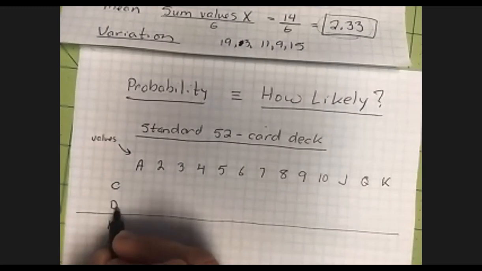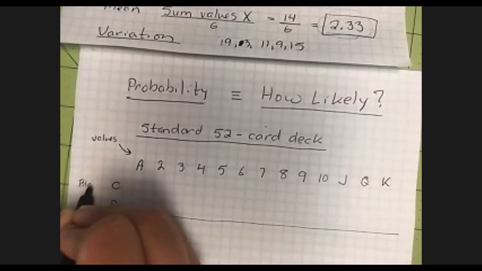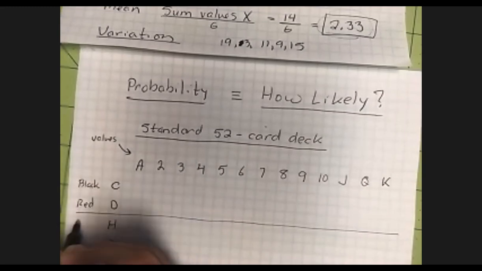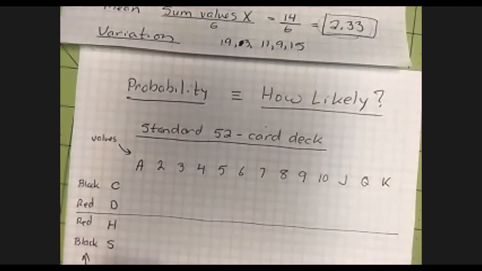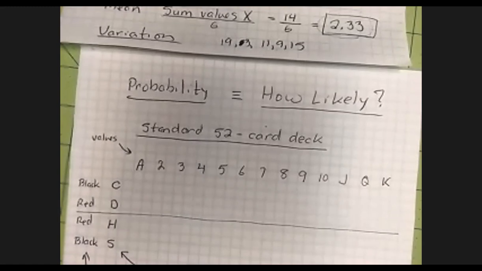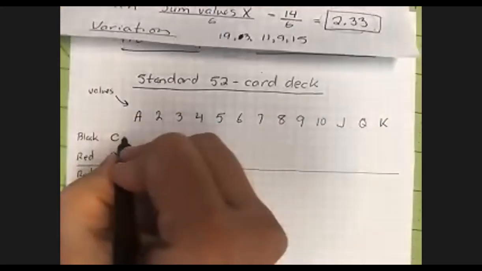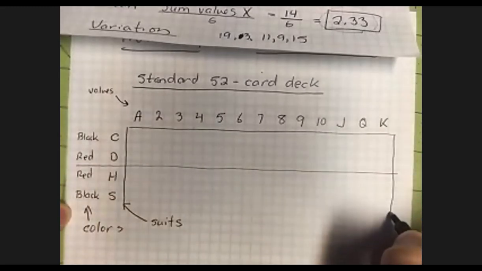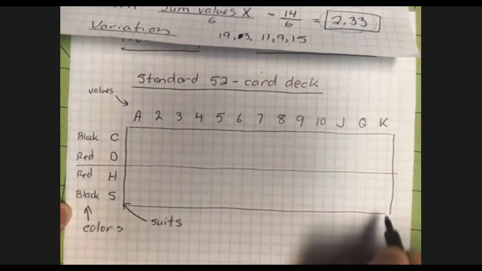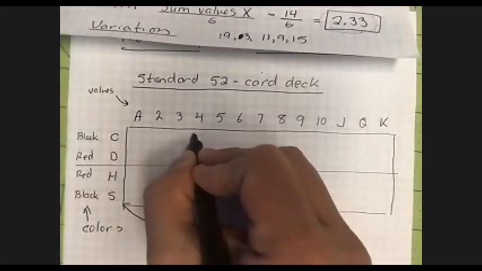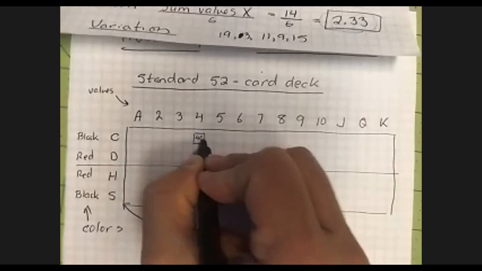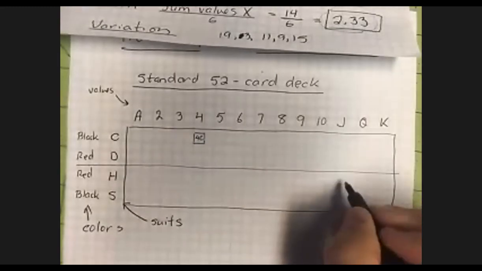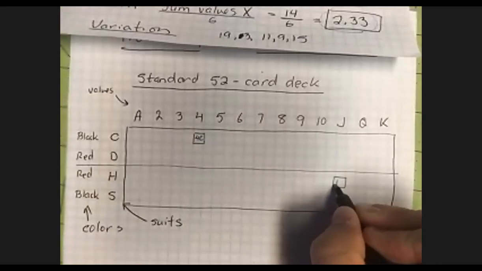Now, the club cards are all black. The diamond cards are all red. The heart cards are all red, and the spade cards are all black. So these are the colors of the cards. These are the suits in card language. But here, I just want you to look at these 52 cards with me. Every one of these boxes on my paper represents a card. Like this box here is the four of clubs. And this box here is the jack of hearts.